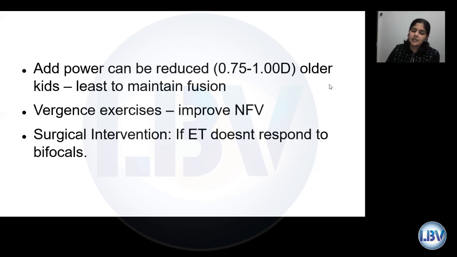If the esotropia doesn't respond well to the use of bifocals, only then should you consider a surgical intervention in case of accommodative esotropia with high ACA ratio.